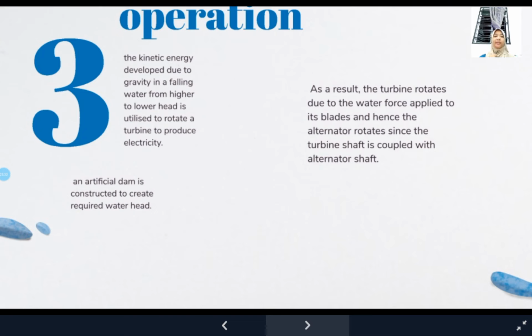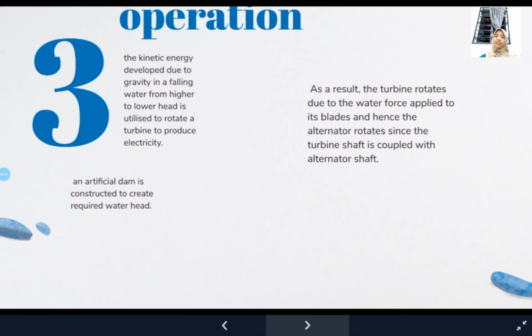Okay, so the basic operation is that when there are energy changes at the higher point of the dam, from the potential energy to the kinetic energy, when the water goes down, it creates a great pressure and causes the turbine to move and rotate to produce electricity. So potential energy, kinetic energy to the turbine, which produces mechanical energy, and then it becomes electrical energy.